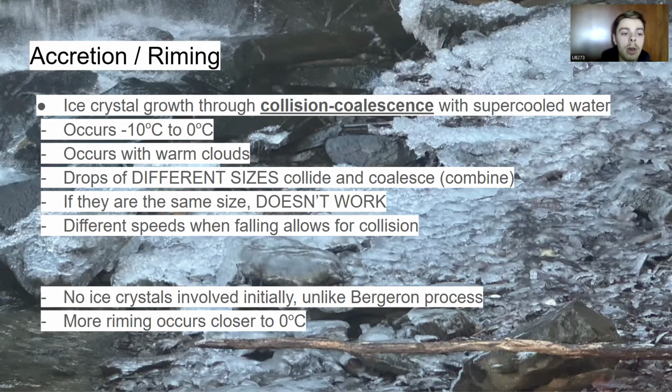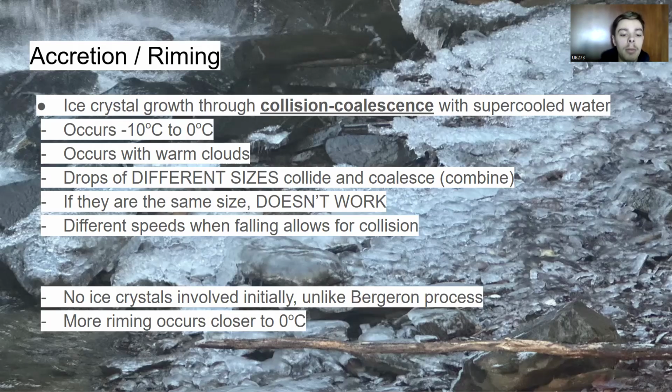It occurs with warm clouds and drops of different sizes. Water drops of different sizes collide and coalesce. If they're the same size, it doesn't work because their differing sizes cause them to fall at different speeds, which is why they collect and coalesce, combine. No ice crystals are involved with this process initially. Essentially, the raindrops are colliding and coalescing. That's why it's called that. And this is what accretion is.